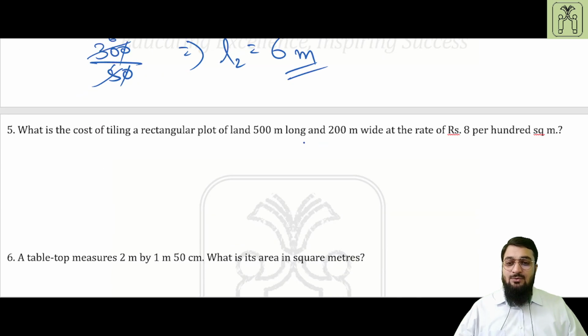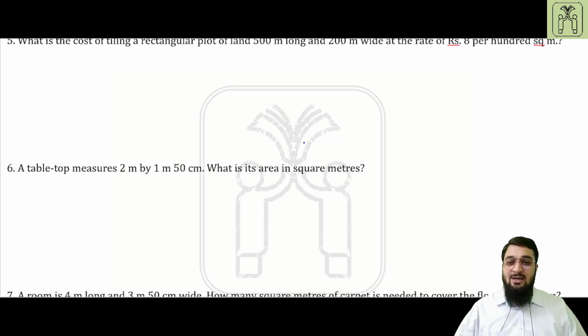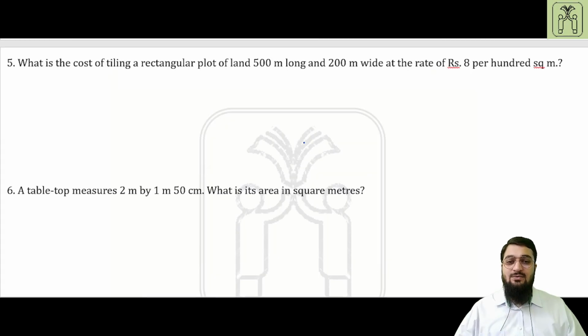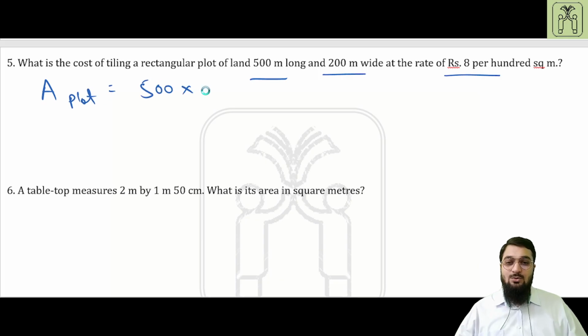Question number 5. What is the cost of tiling a rectangular plot of land 500 meter long and 200 meter wide? So L1 and L2 have been given and the rate of tiling has been given, rupees 8 per 100 square meter. Okay, so we will solve this by first calculating the area of plot, and area of plot will be equal to 500 into 200 meter square.